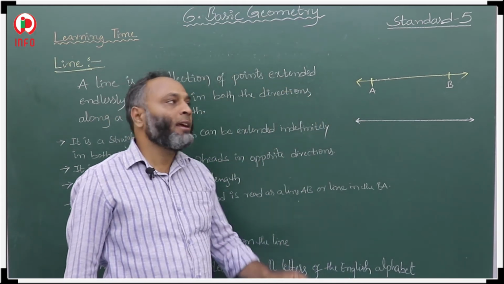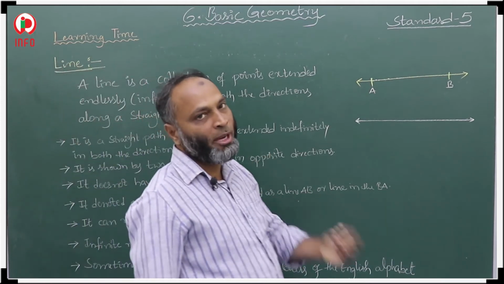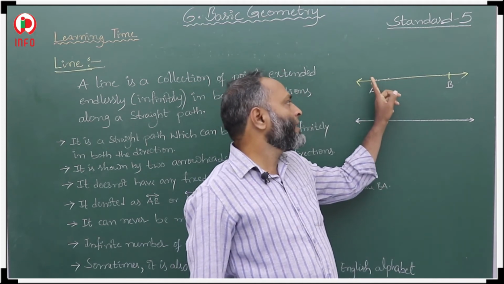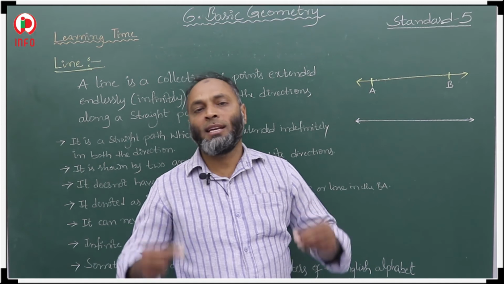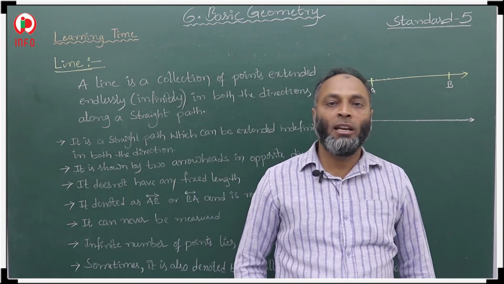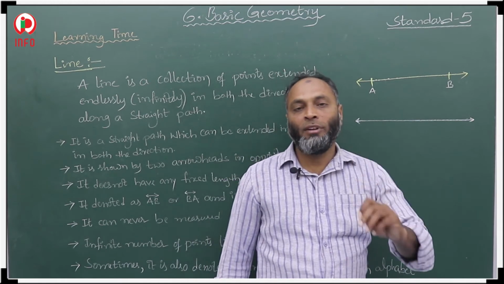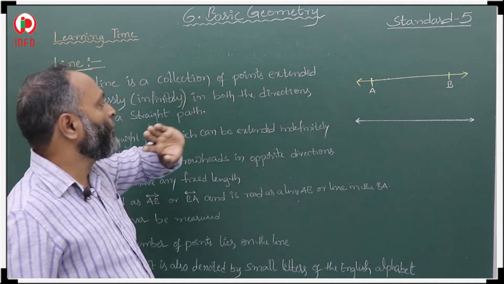What is a line? A line is a collection of points. How many points are there on this line? Infinite points are there. It means a line is a collection of infinite points. So it is a line, a collection of infinite points.